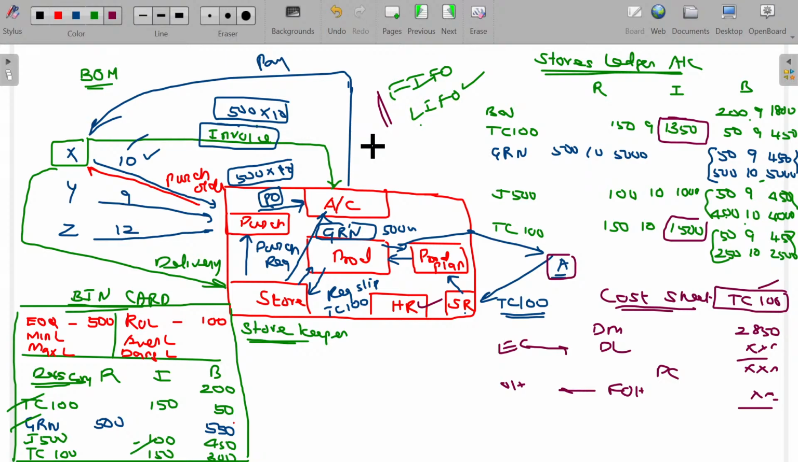So movement of the stock will be as per the convenience of the storekeeper, but pricing will be totally different. The pricing may be FIFO or LIFO method, or weighted average method or simple average method can be followed. Clear? Hope now you'll be able to understand the theoretical background of this. If you have any doubt, you can ask me.